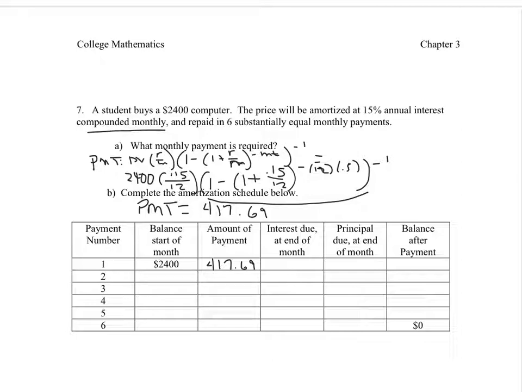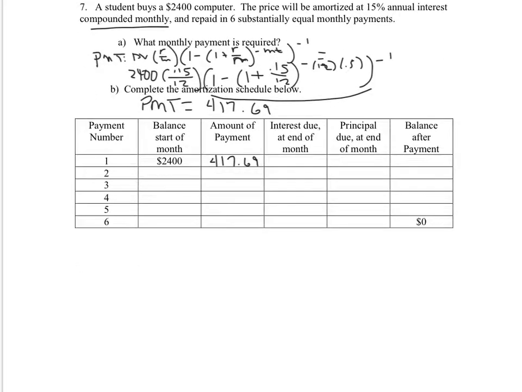Okay? So now that I know the payment amount, just as we did before, we're going to have to calculate the interest that is due at the end of the month. So on this first payment, my $2,400 gets multiplied times my interest rate, which is 0.15, times my time, which is 1 over 12. And I'm coming up with $30 is the amount that's going toward interest out of this first payment.